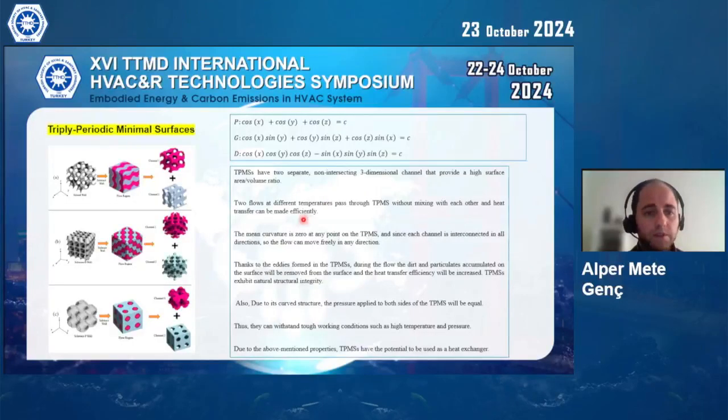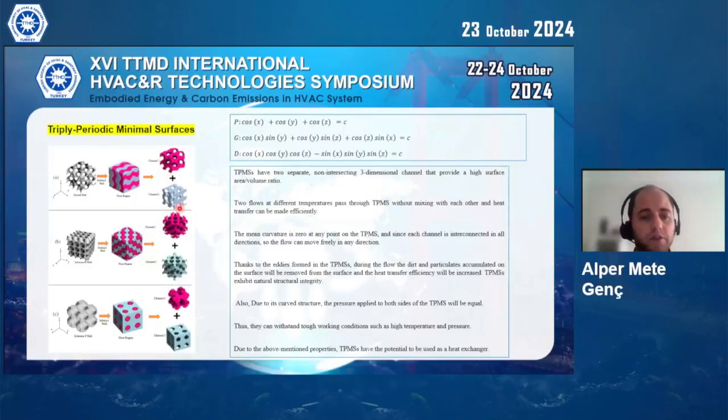Okay, triply periodic minimal surfaces can be created by using trigonometric functions. You can create them using MATLAB or Mathematica. TPMSs have two separate non-intersecting three-dimensional channels that provide a higher surface area to volume ratio. Two flows at different temperatures pass through the TPMS without mixing with each other, and the heat transfer can be done easily.